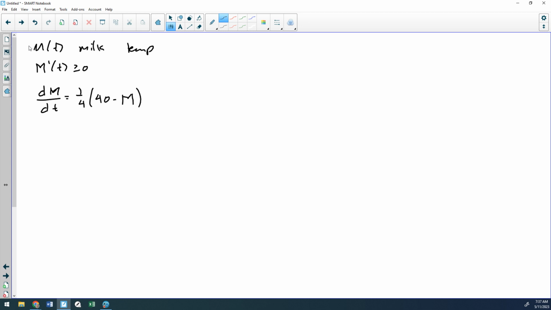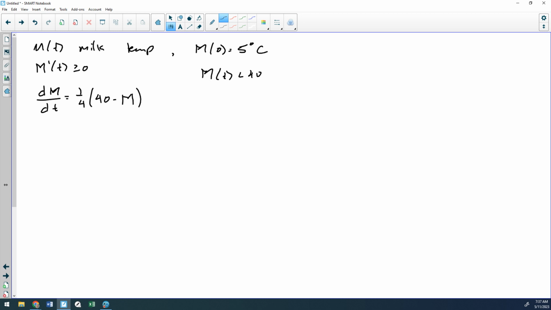At time 0, the temperature of the milk is 5 degrees Celsius. So there's an initial temperature. Temperature at time 0 is 5. We are in units of degrees Celsius. And then they also say that M is always less than 40. Okay, so there's all my game planning. And now let's start solving.